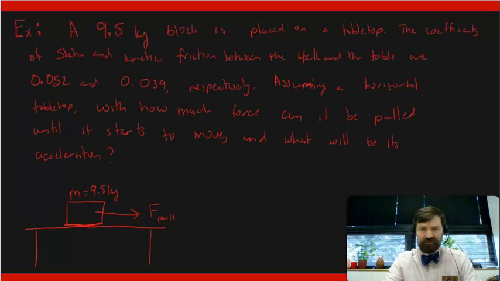In the first example, we have a block which has been placed on a flat, that is horizontal, tabletop, and it is going to be pulled along the table with some amount of force. And so what we want to know is how much force needs to be applied to this block before it starts moving, and in the event that that much force is applied to the block continuously, so it's now moving, what will its acceleration be?